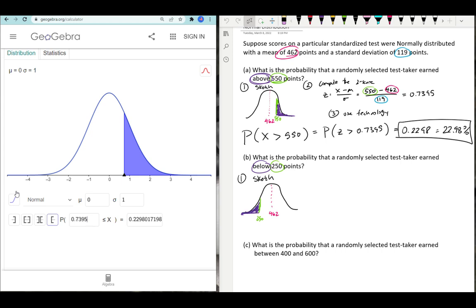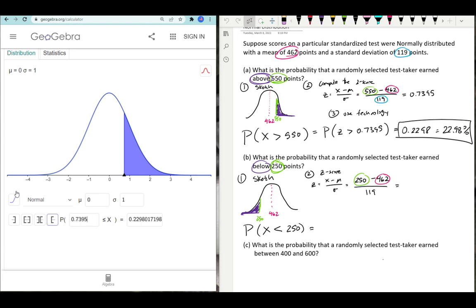In terms of probability notation, I want the probability that test scores are below, that means less than, 250 points. Then I'm going to compute my z-scores. The z-score is the data value minus the mean divided by the standard deviation. This information has all been given to us. The data value of interest is 250, that's what we were told. I'm going to subtract off the given mean, 462, which was told to us at the start of the question, and divide by the standard deviation, which was 119.